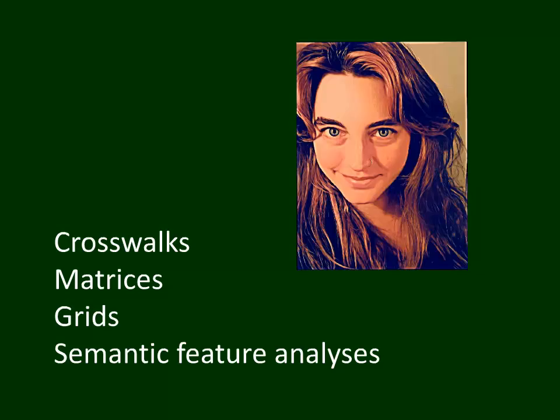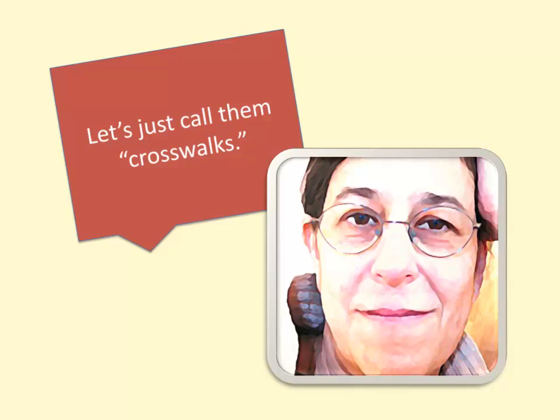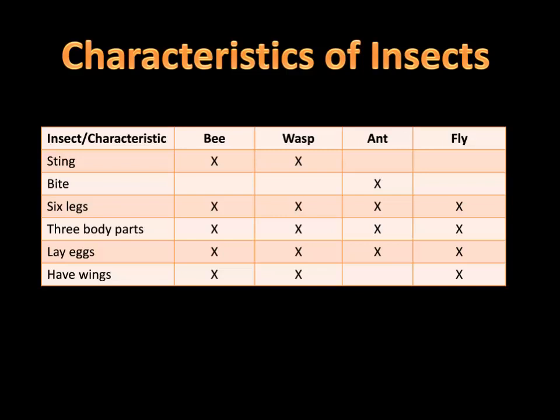Speaking of overlapping, have you heard of crosswalks? I've heard them called matrices, grids, and semantic feature analyses as well. Let's just call them crosswalks, if you're okay with that. Sure, that's fine. What a crosswalk shows is how one set of things intersects with another set of things. For example, here's one that shows the characteristics of different insects. You can see that all of the insects have 6 legs, have 3 body parts, and lay eggs, but only some of them sting and only some of them have wings.